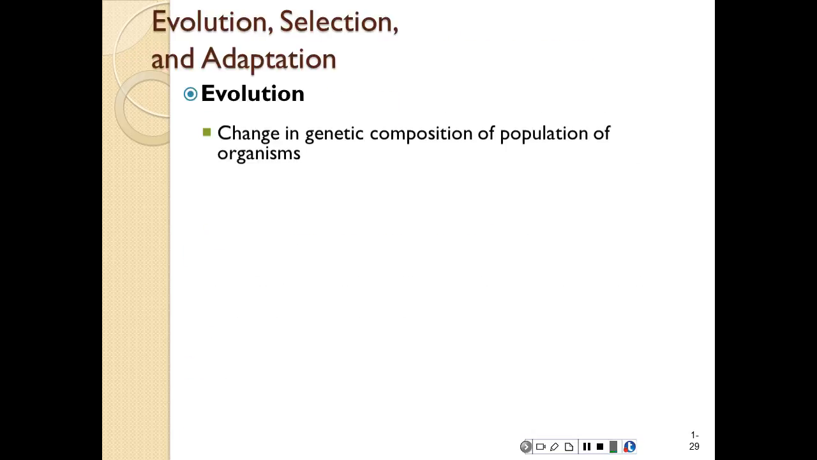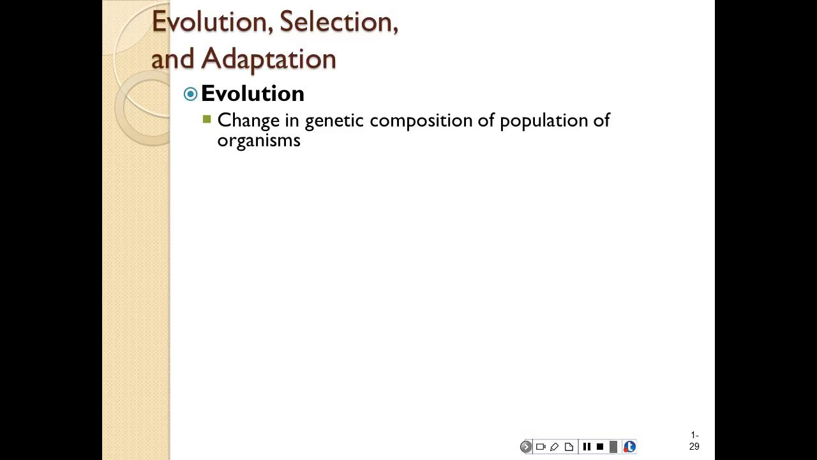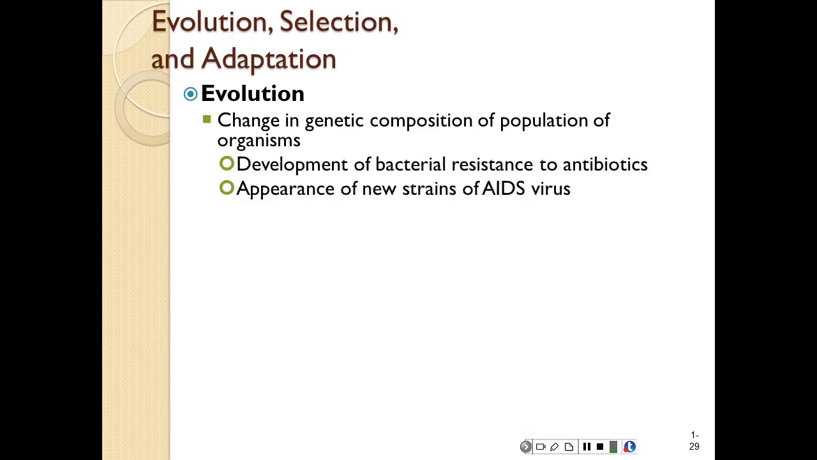When we look at evolution, what is evolution? It means the change in the genetic composition of a population of an organism or of organisms. Now we deal with the development of various bacterial resistance to antibiotics, and of course the appearance of new strains in the AIDS virus. Those are basically things that are evolving. They've had one strain, and all of a sudden maybe 20 years later it's a different strain, so they're trying another vaccine to treat that particular strain.